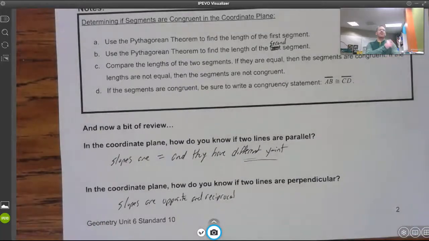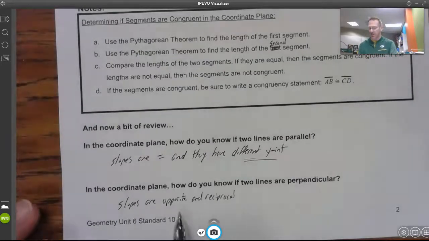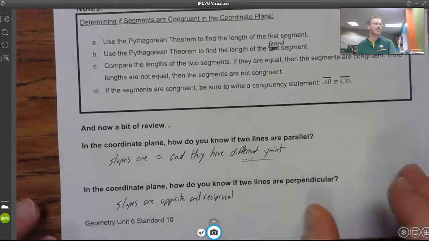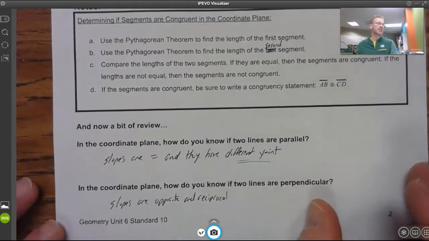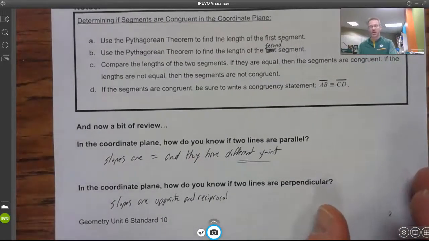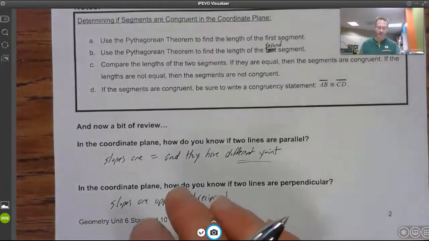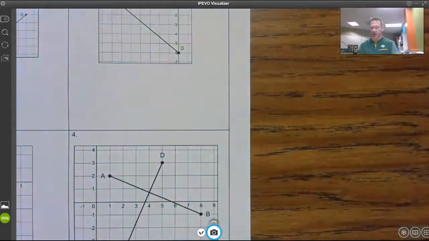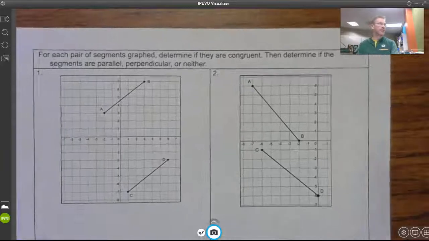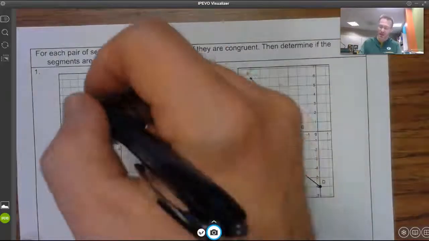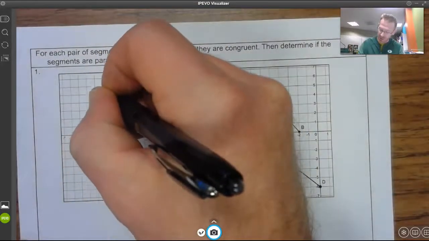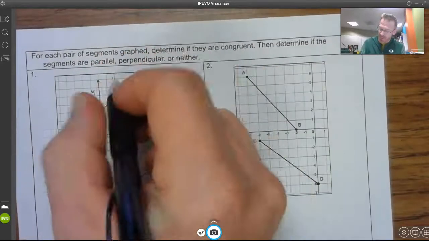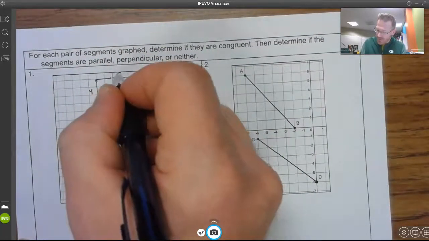Now, for some of you, when we had this test a couple of units ago, that was one of the things that caught some of you: both of these things have to be true for two lines or line segments to be perpendicular. So make sure that you know opposite and reciprocal. All right, let's flip the page and look at number 1. We've already found the distance here. I drew this in a second ago. So 1, 2, 3, 4, and then over to 5 here.